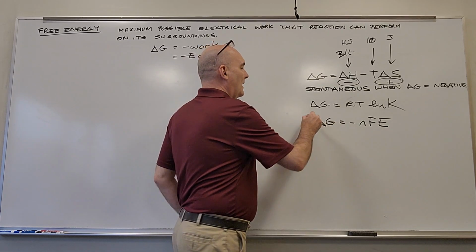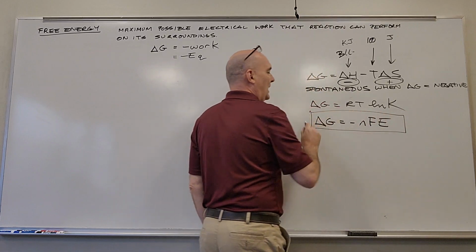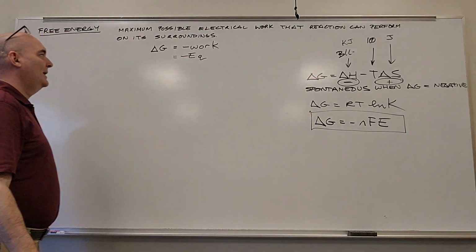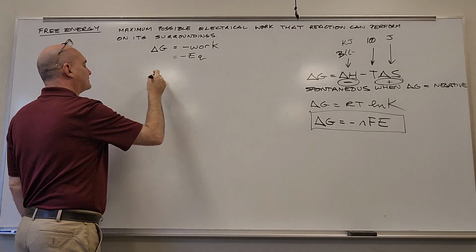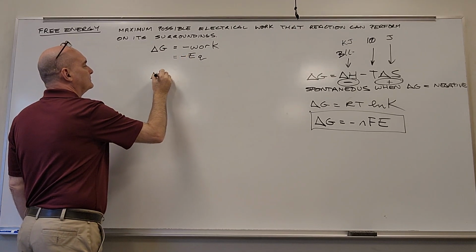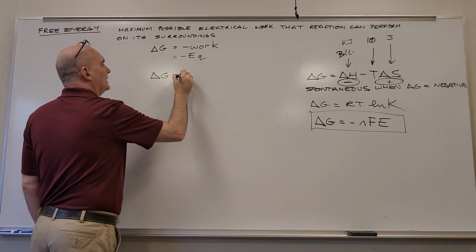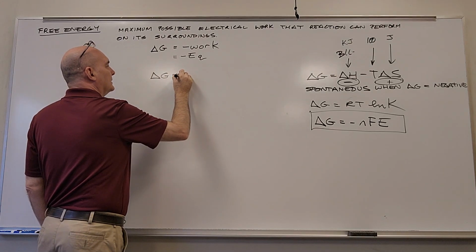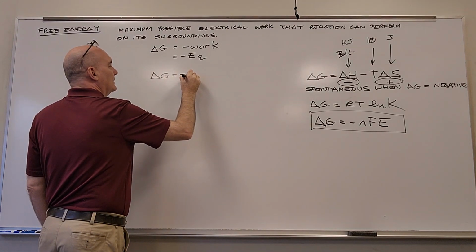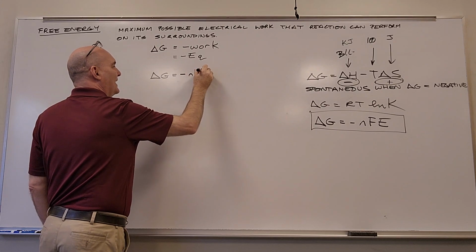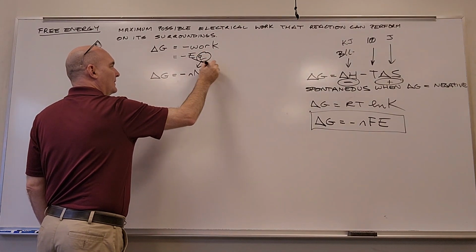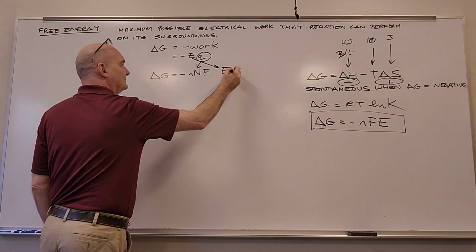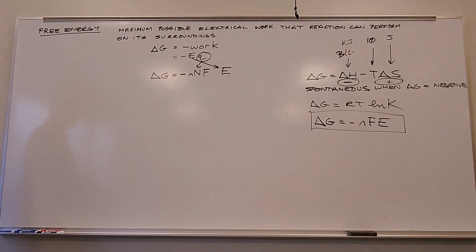All right. Delta G equals negative nFE. Comes from here. Delta G is negative n, F, that's this term, E. And then we just drop that big N.